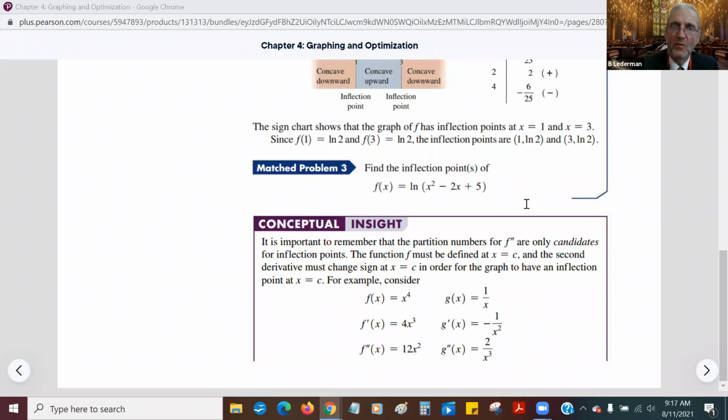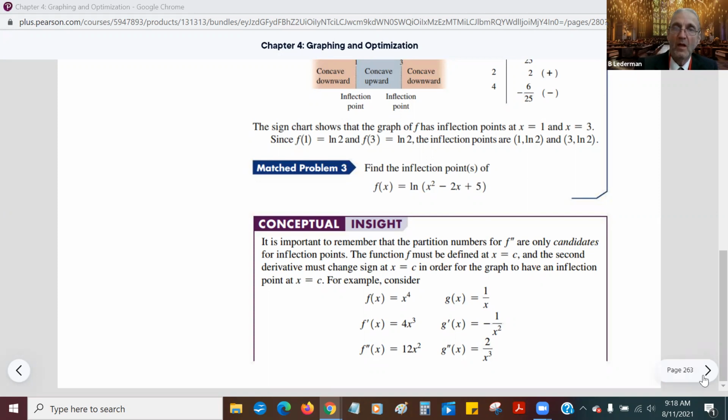Before we go on to the next example, I want to make an important point, and you really see it down here in this conceptual insight: the partition numbers are only candidates for inflection points, meaning that if the second derivative equals 0, that just means that that point could be an inflection point. It doesn't mean that it always is. A couple of good examples: if f of x equals x to the fourth, then f double prime is 12x squared, which equals 0 when x equals 0. And if g of x equals 1 over x, then g double prime is 2 over x to the third.